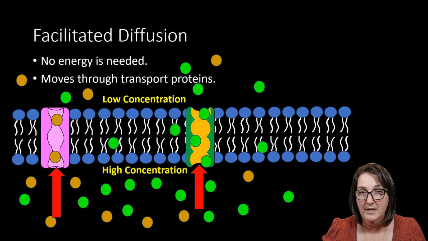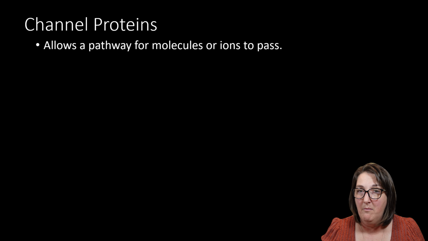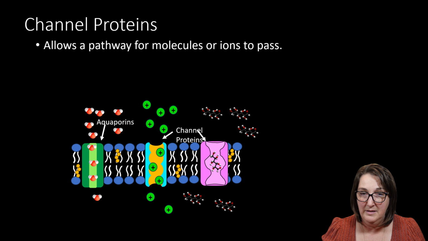I have channel proteins. This is going to be a pathway to allow molecules or ions to pass. Some can be charged. So if I have charged ions coming through, I could have a charged protein that's going to attract this specific type of ion through. I can have other ones that are going to attract certain types of polar molecules, like sugar or some type of charged molecule. So these proteins are very specific to what type of molecule they want to come through.